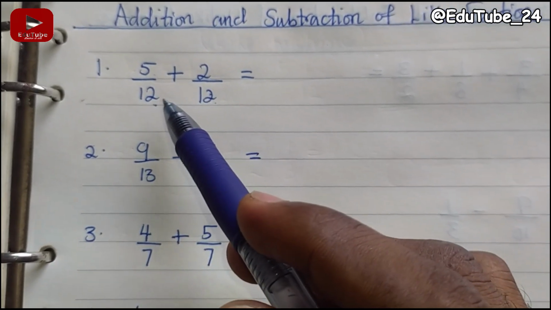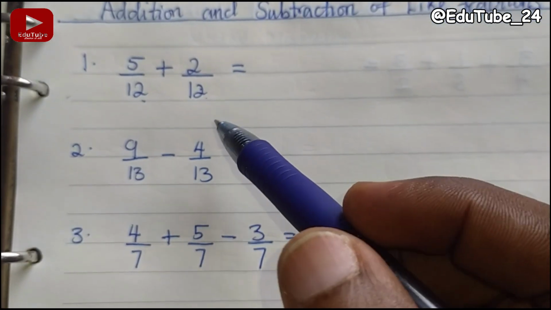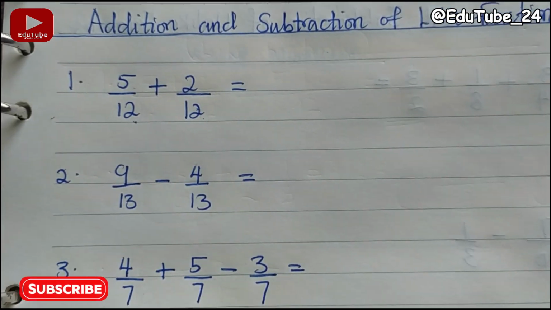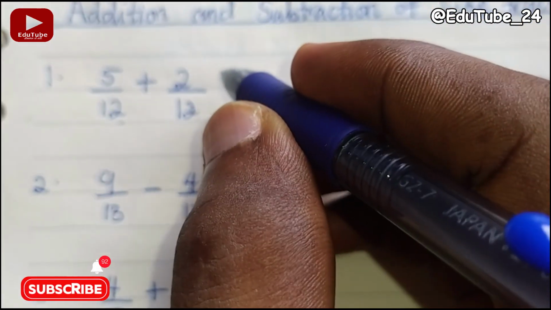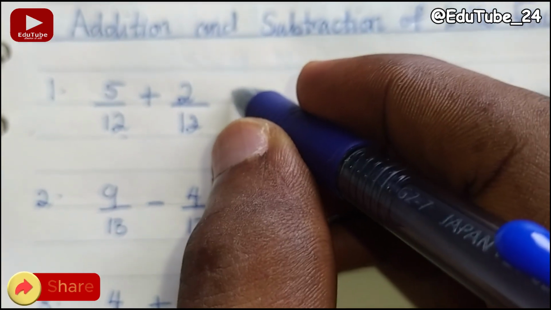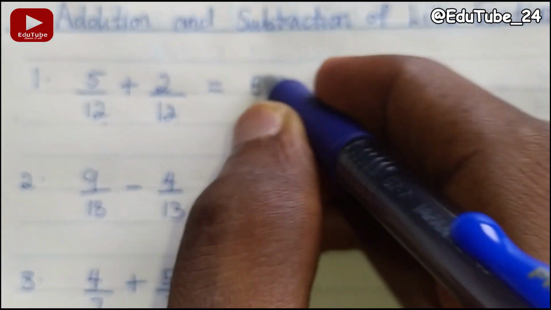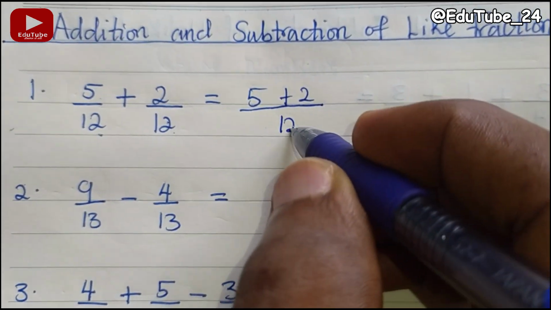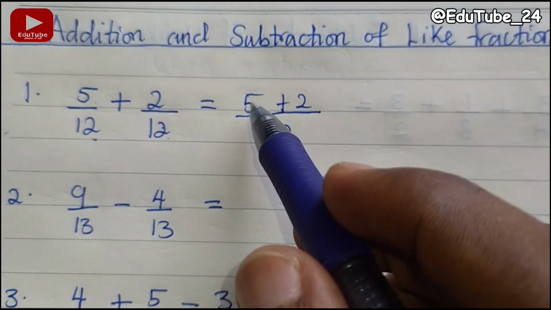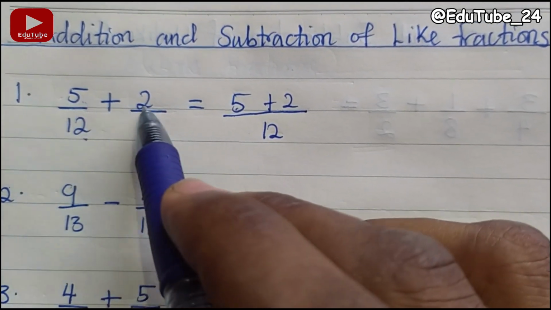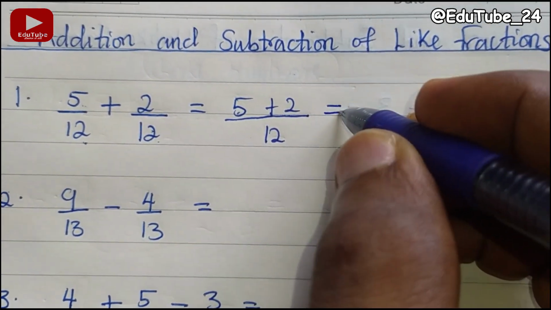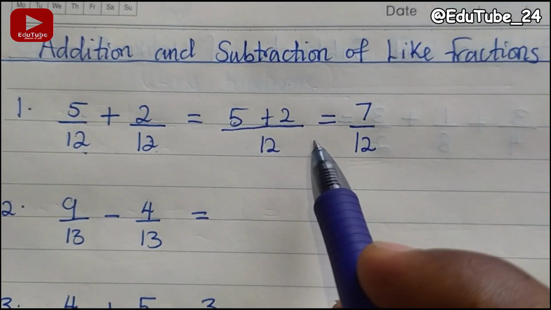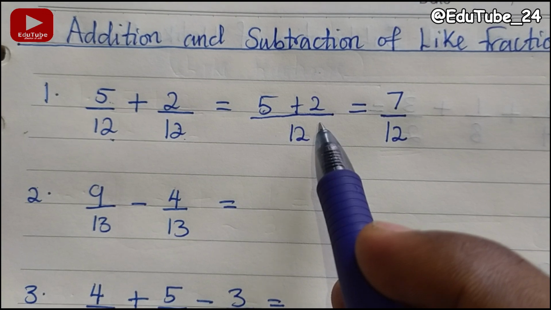So to add like fractions together, that is fractions with the same denominator, basically you add only their numerators together. So that means to add these fractions together, I will write 5 plus 2 out of 12. As you can see, I'm adding only the numerators together, which is 5 plus 2. So when I add the numerators, 5 plus 2, that will give me 7 out of 12. So you could see, this is how you add like fractions.